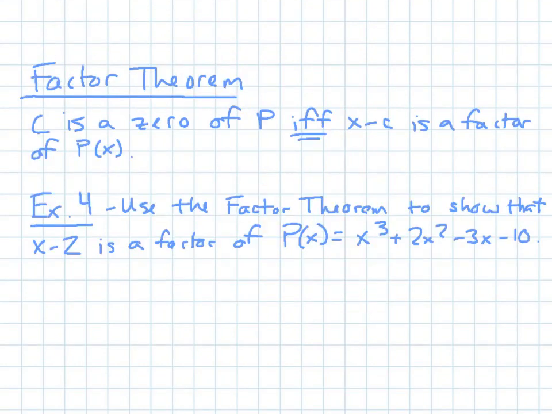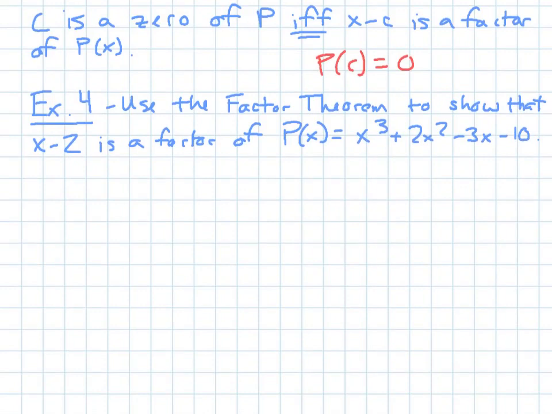Now we can also use that same thought process as a different way. So if we use the factor theorem, it means that c is a 0 of p if and only if x minus c is a factor of p of x. So if you're given a factor, then that means the value c is actually a 0, so you're going to get a remainder of 0, so it actually goes into it evenly.